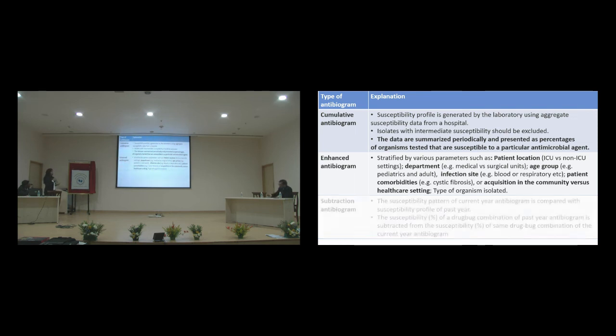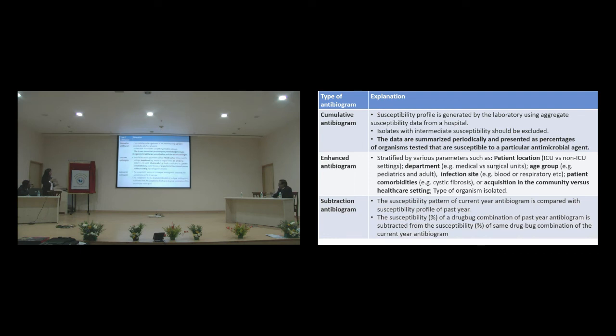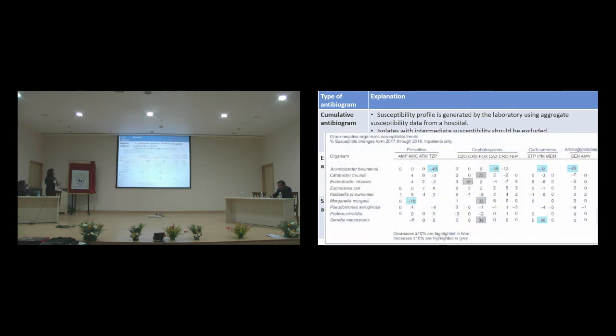The third type of antibiogram is called the subtraction antibiogram. Here, the current year antibiogram is compared with the previous year antibiogram, and the susceptibility percentage of each drug-bug combination of the past year is subtracted from the susceptibility of the present year, and you express it in terms of subtraction. This is a picture showing a subtraction antibiogram. Is the picture clear?